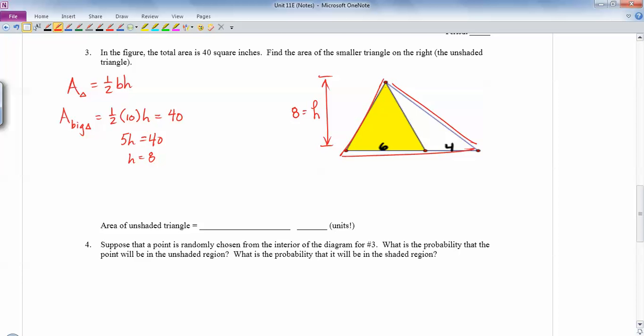Okay, so the question is, what's the area of the unshaded one? This one, right? Well, I now know the height of the triangle. It's 8. So the area of the unshaded triangle is going to be 1/2 its base times its height. So that's half of 32 is 16. So this is going to be 16 square inches.